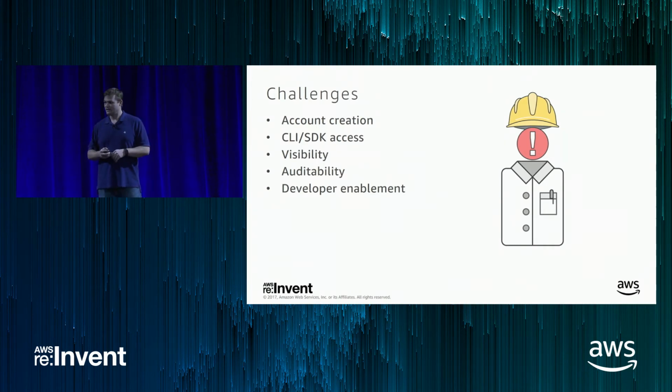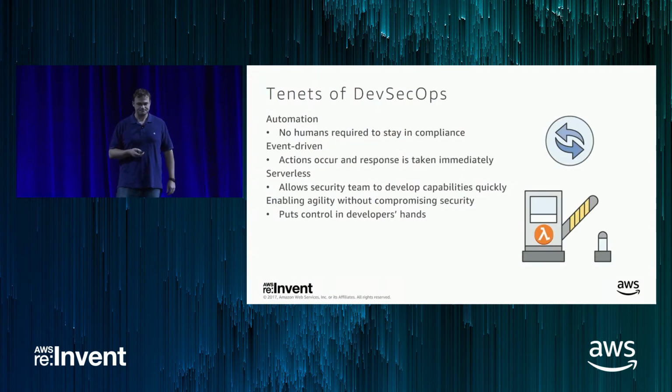Auditability, similar to visibility. You have 10, 20, 50, 100 accounts. How do you make sure that every one of those accounts is compliant and adhering to your security standards? And then finally, developer enablement. One big paradigm shift for me mentally, from a security professional standpoint, was learning to trust developers. They're going to have to go really, really fast. And if I don't trust them to do the right thing, or I don't think that they're capable of doing the right thing, this is not going to work. So we had to come up with some ways to allow developers to do what they want to do, allow them to build, but do it in a secure way.